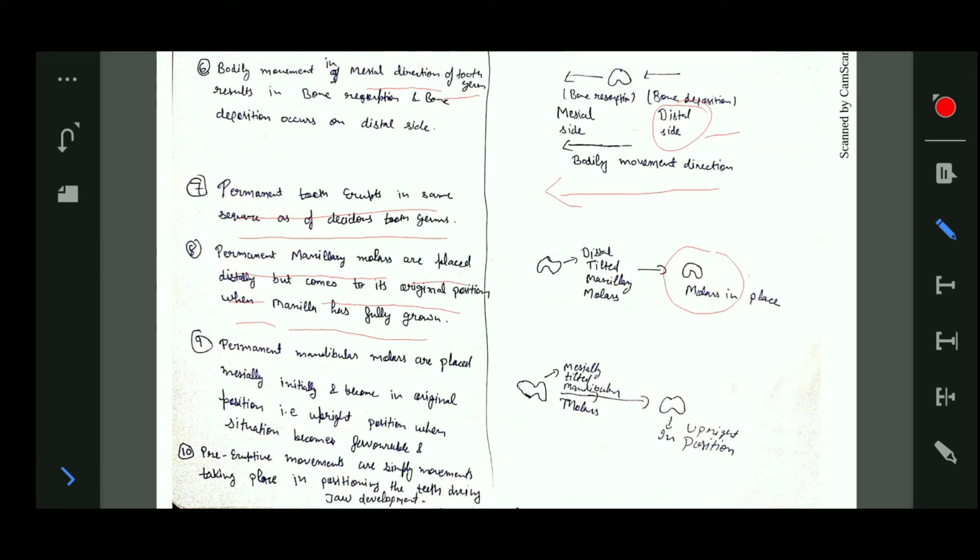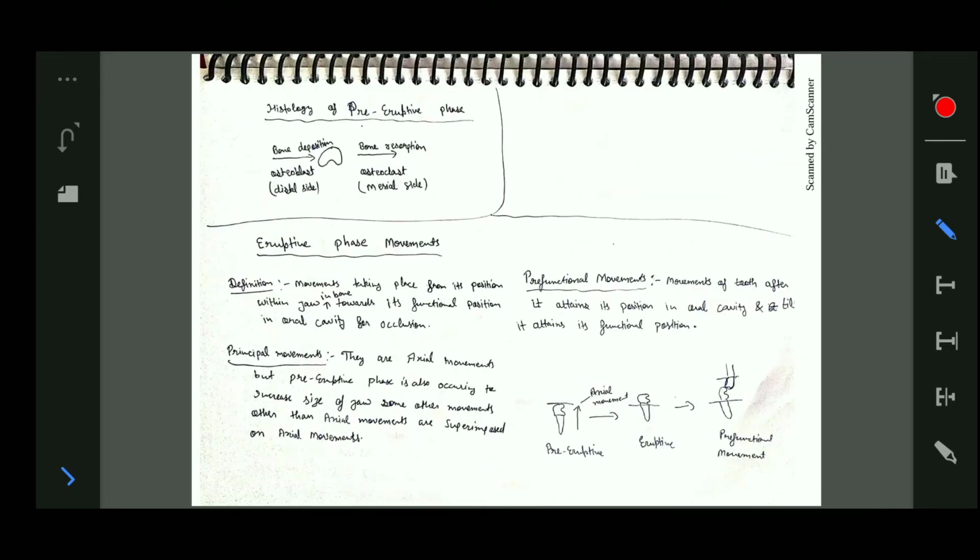And if we talk about the permanent mandibular molars, they are placed mesially. As you can see in this diagram, they are tilted mesially, and they come into their original upright position in the oral cavity when the situation becomes favorable, that is, when jaw growth has completed. So we can simply say that pre-eruptive movements are movements which help in the positioning of the teeth during jaw development.